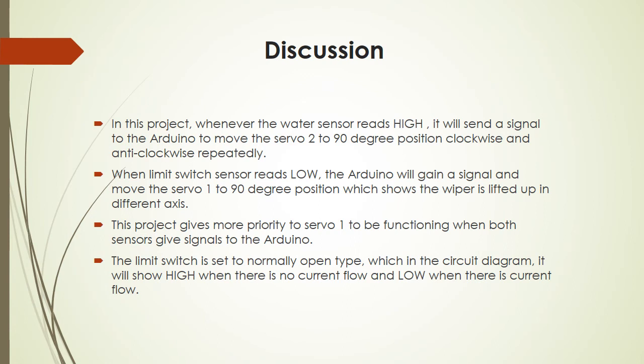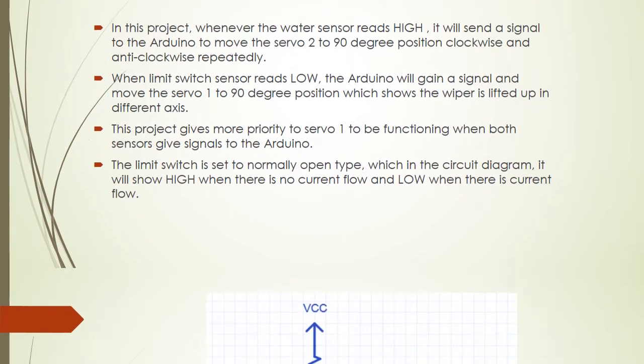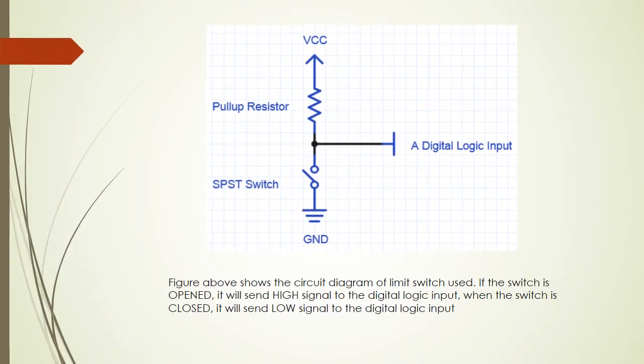The limit switch is set to normally open type, which is in the circuit diagram. It will show high when there is no current flow and low when there is current flow. The picture here shows the circuit diagram for the type of limit switch used. If the switch is open, it will send a high signal to the digital logic input, and when the switch is closed, it will send a low signal to the digital logic input.